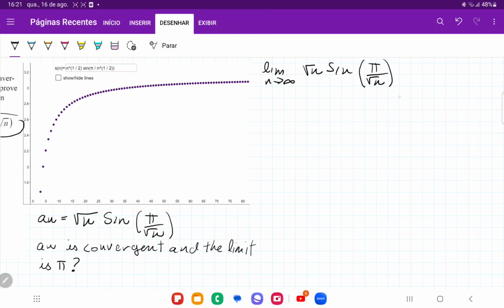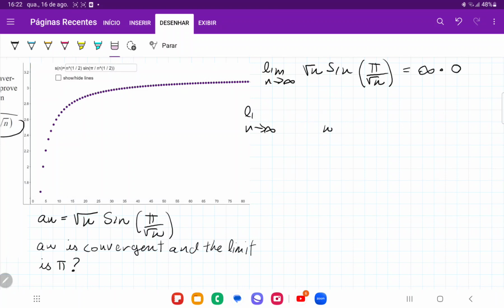Right? And so if we take this limit over here, this is going to be equal to square root of infinity, well, that's infinity, times sine of pi over square root of n. So it's going to be pi divided by infinity, so that's going to go to 0. So this limit as n approaches infinity is going to be sine of pi divided by infinity, which is sine of 0, so that is equal to 0, right? And so this is infinity times 0.